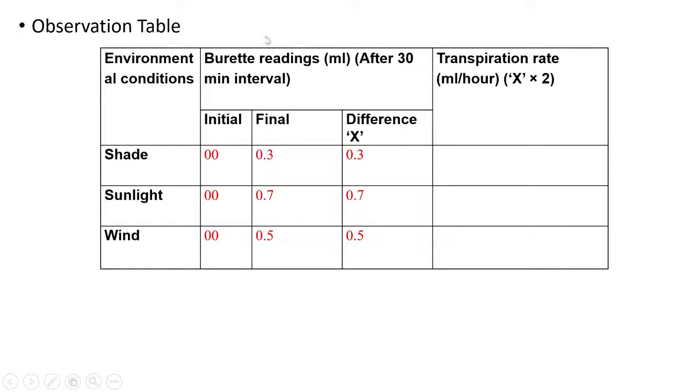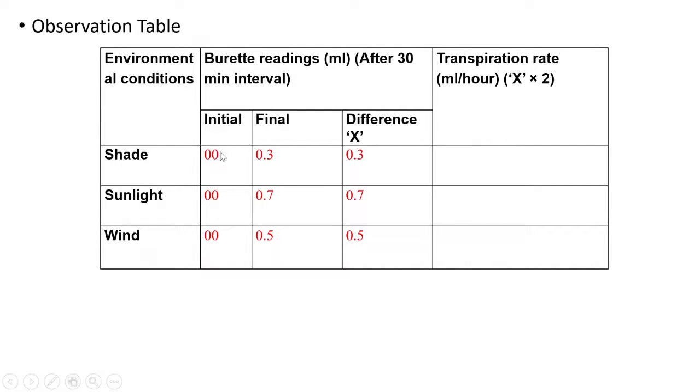Now this is the observation table. After taking the 3 readings of each different environmental condition, we have to take the mean. The environmental conditions are shade, light, and wind. Now these are the burette readings for 10 minutes or 30 minutes. You can take 30, 10, or 20 minutes depending upon the availability of time.